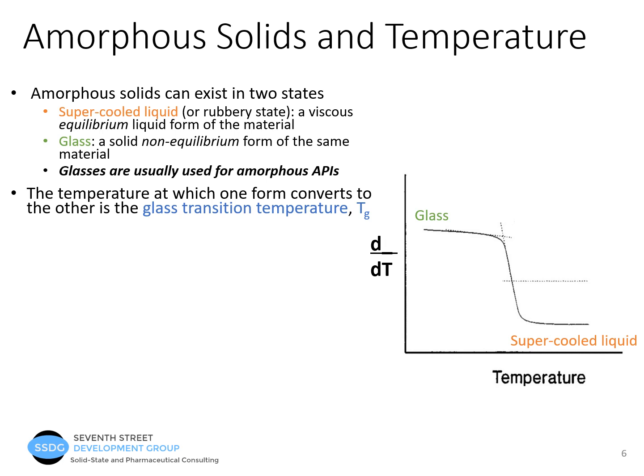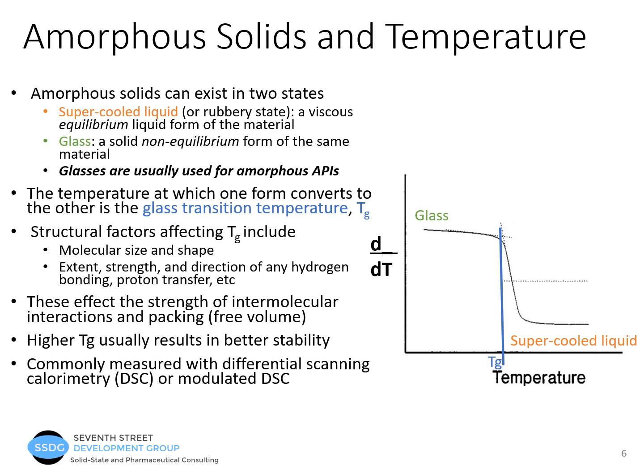Obviously, we usually use glasses for amorphous APIs because that is the form that is usually produced at room temperature, and that's where we are handling and developing our drugs. The temperature at which the supercooled liquid transforms to the glass is called the glass transition temperature, and this is a really important parameter whenever we talk about amorphous materials.